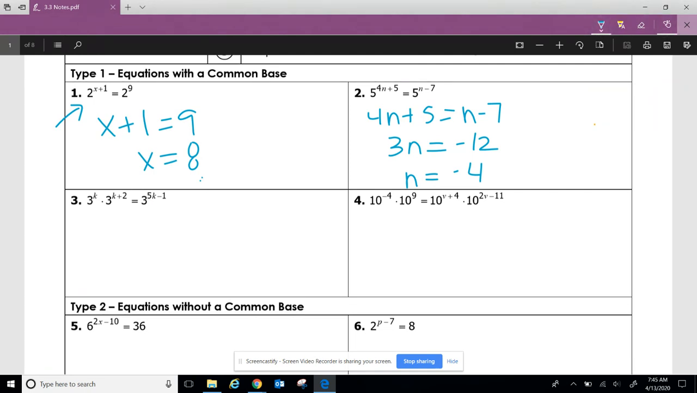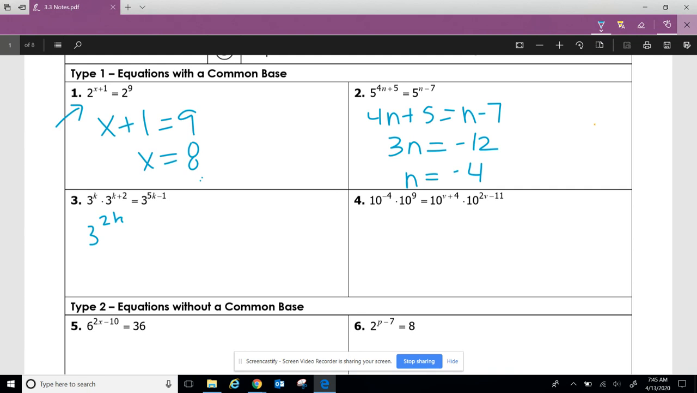For 3, we're going to have to do a little bit of exponent work. So here I don't have 1 base is equal to 1 base. So I need to work on the left-hand side and make it 1 base. So I've got 3 to the k times 3 to the k plus 2. What do we do when we are multiplying like bases? Hopefully you said, I remember that from Algebra 1. When we multiply like bases, we add exponents. So this would be the same thing as 3 to the k plus k, which would be 2k.